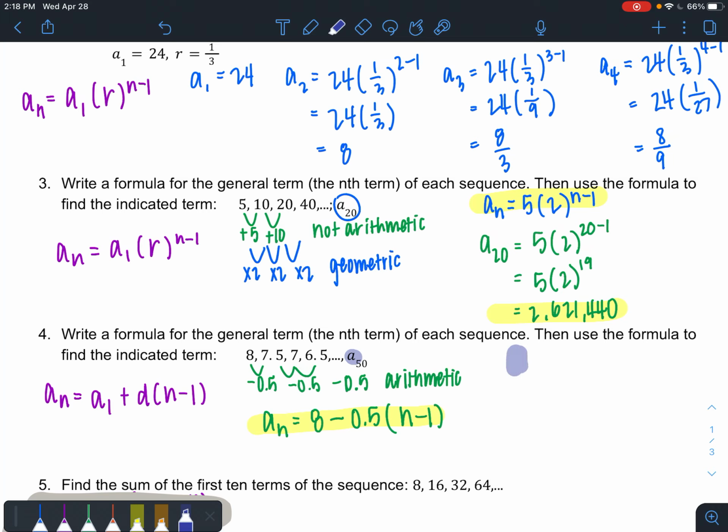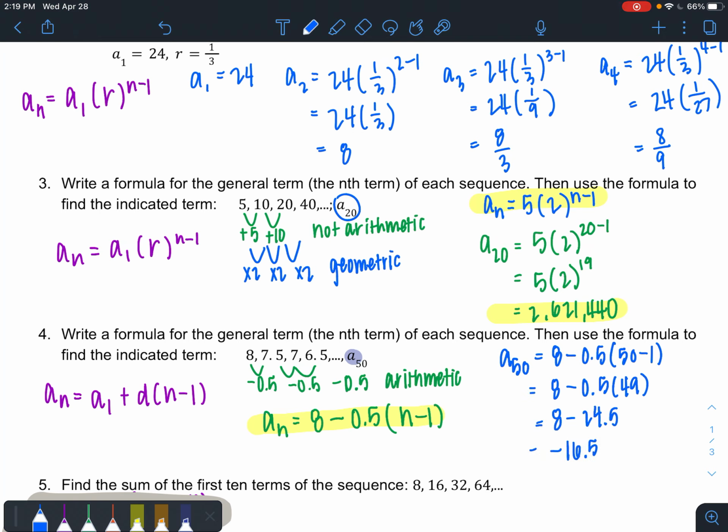So a sub 50 equals 8 minus 0.5 times n minus 1. So 8 minus 0.5 times 49. 8 minus 24.5 is negative 16.5. That is a sub 50.